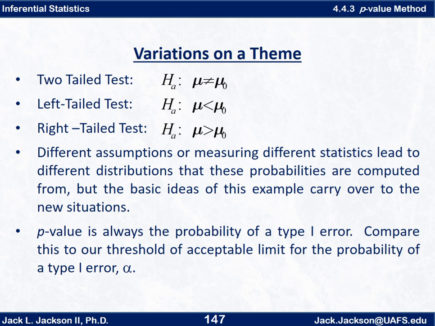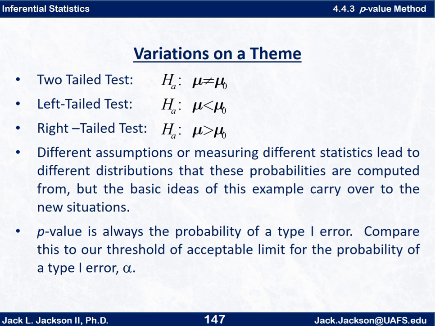Now, that's the first variation we can make. The other variation we can make is if we have different assumptions, or if we're measuring different statistics. Rather than doing the mean, we might be doing, say, the variance, or we might be testing proportions, for example. And so there are different distributions for those depending on what's going on. But the basic ideas of this example carry over to new situations.